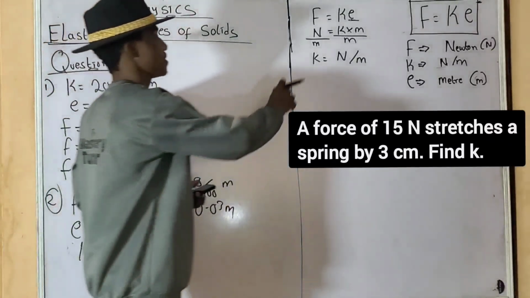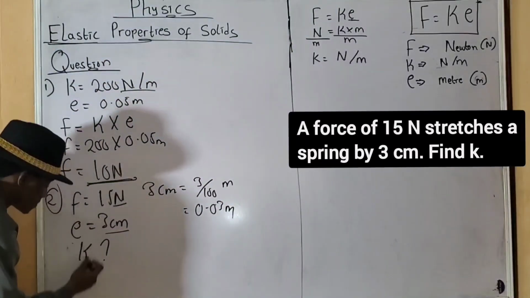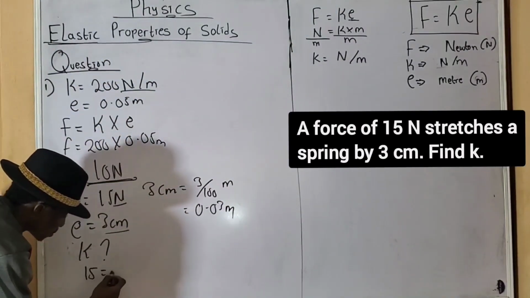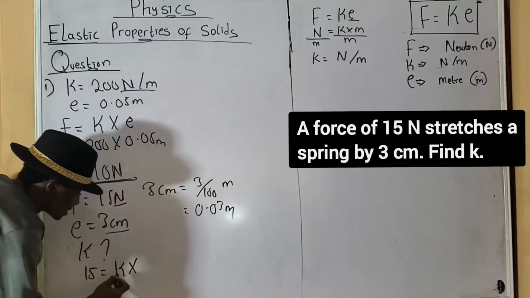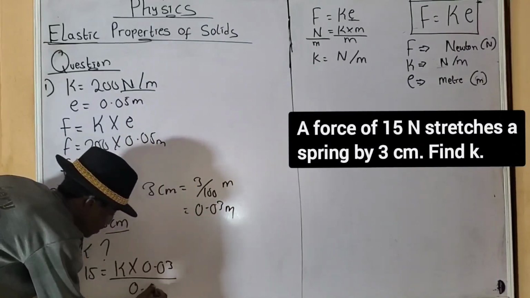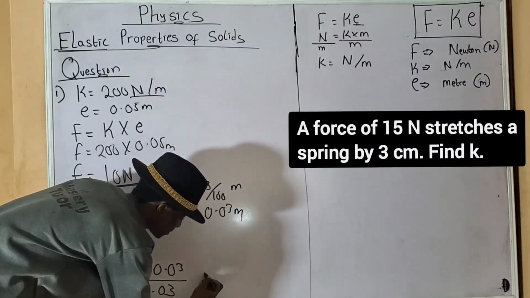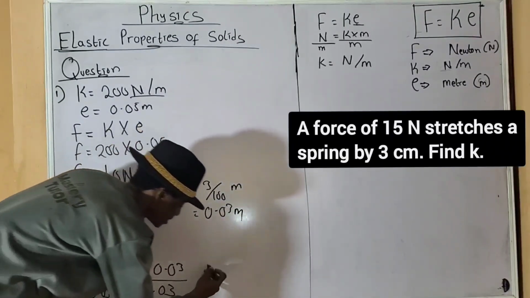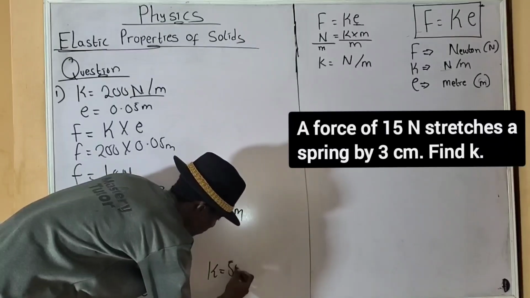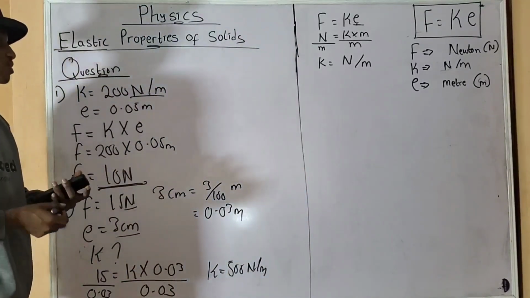Okay. So we can proceed to calculate the spring constant K. From this formula, F equals KE. I'm going to have F, which is 15 Newton. 15 equals K multiplied by extension, which is 0.03. To get K, you divide both sides by what? 0.03. So 15 divided by 0.03, that is 500 Newton per meter. Okay, so that is the solution to the question.